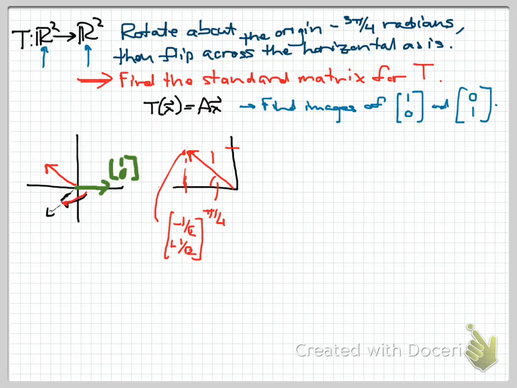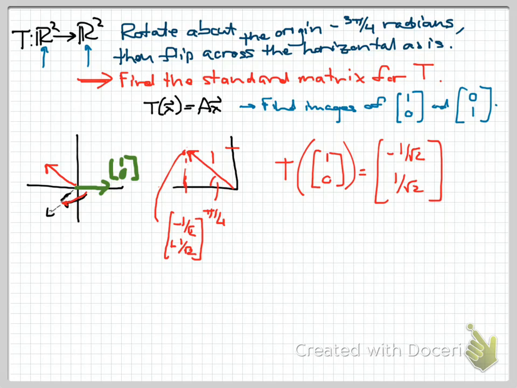So that's the image of the first vector. Let me write this down. T of (1, 0) is the vector (negative 1 over radical 2, 1 over radical 2). Again, we got that by visualizing the vector as it moved around according to the transformation, and then using a little bit of trigonometry or geometry to find out what the x and y coordinates of the vector are. I'm going to erase this since I already had it written down. And now let's go and find the image of (0, 1) under this transformation.